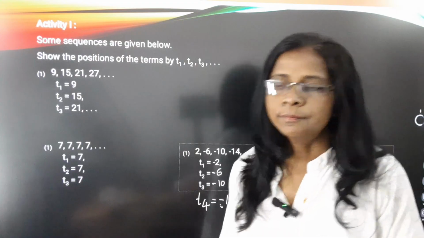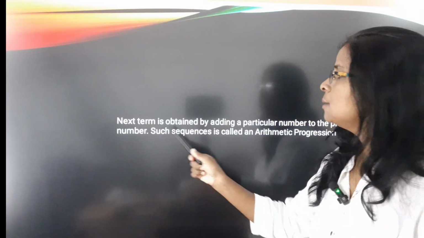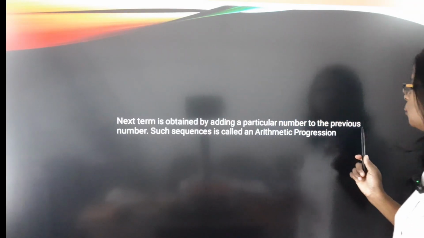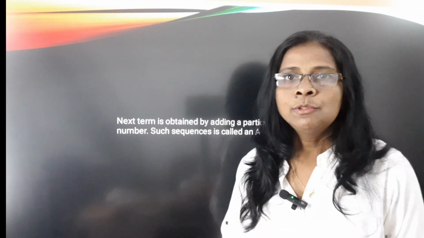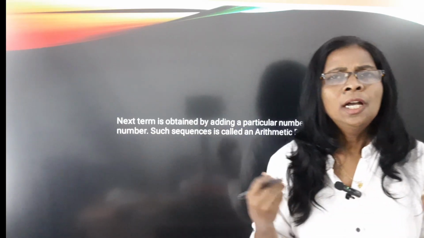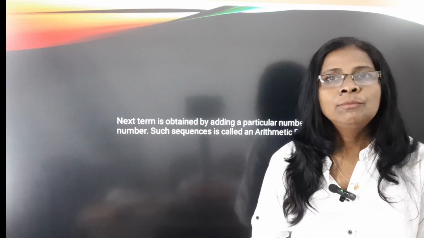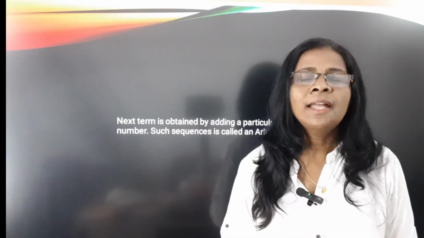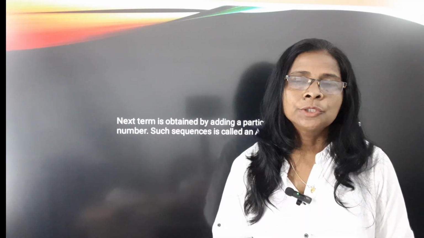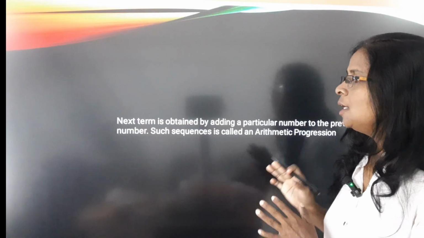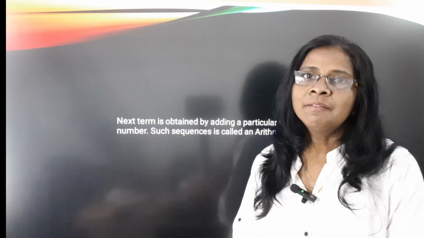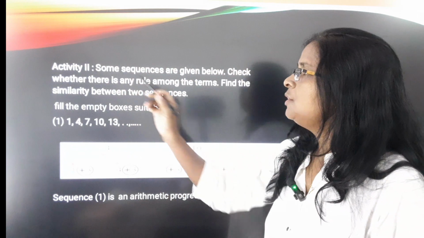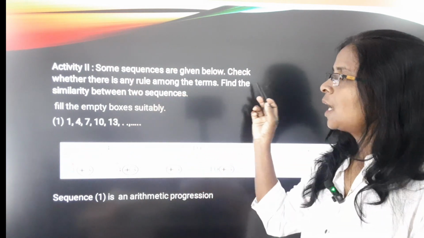Now see that the next term is obtained by adding a particular number to the previous number. Such a sequence is called an arithmetic progression, students. If you clear the concept of sequence, then we can identify what an arithmetic progression is. So when the next term is obtained by adding a particular number to the previous number, such a sequence is called an arithmetic progression.